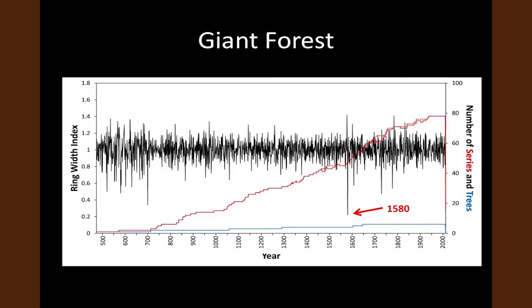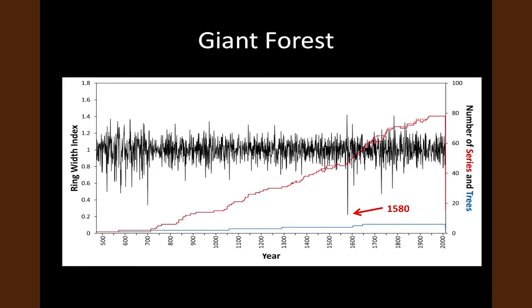Here's a chronology from giant sequoia, from Giant Forest. It goes back to 474. Note the tightness of these two red bars showing that we've cross-dated almost every ring. And what I want to point out here is another marker year, 1580. This is the smallest ring width for all giant sequoia chronologies that we sampled.